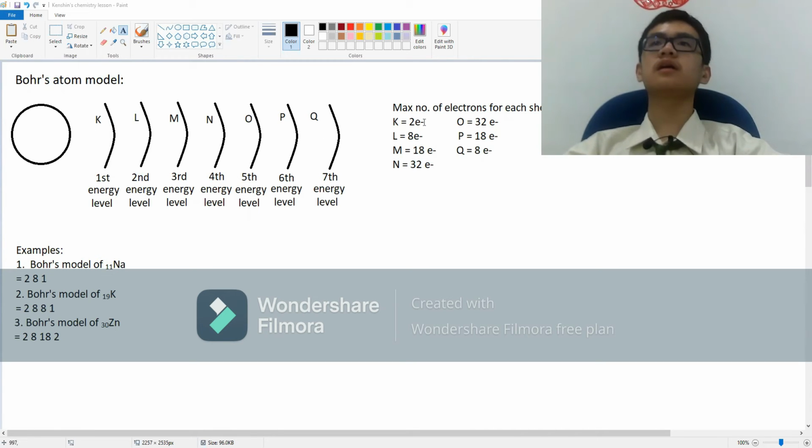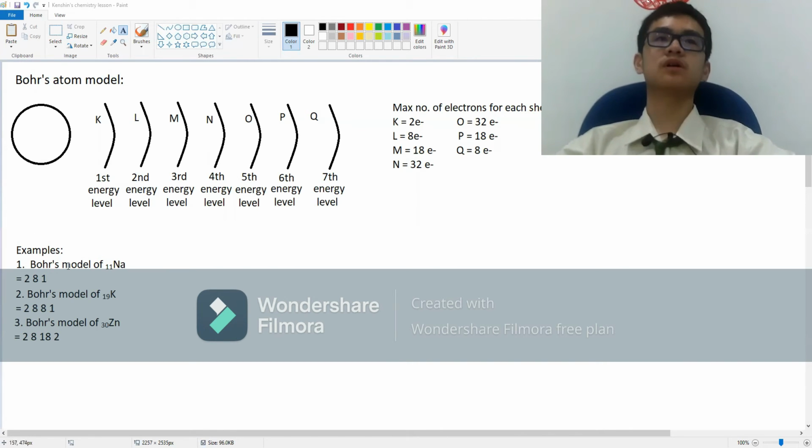Shell K can have at most 2 electrons. L can have 8 at most. M can hold 18 at most. N has 32 at most. O has 32 at most as well. P has 18 at most, and Q can hold a maximum of 8.